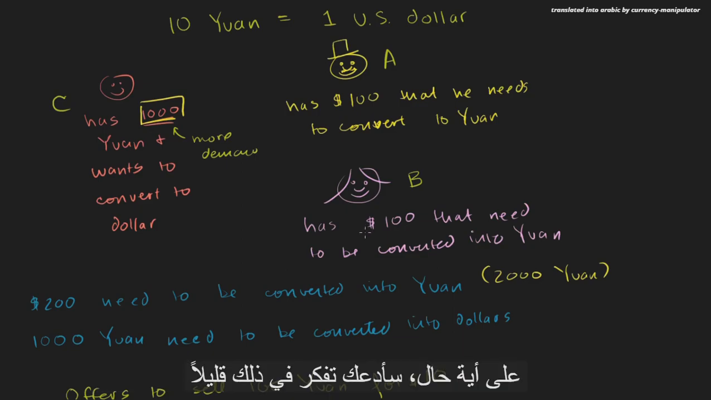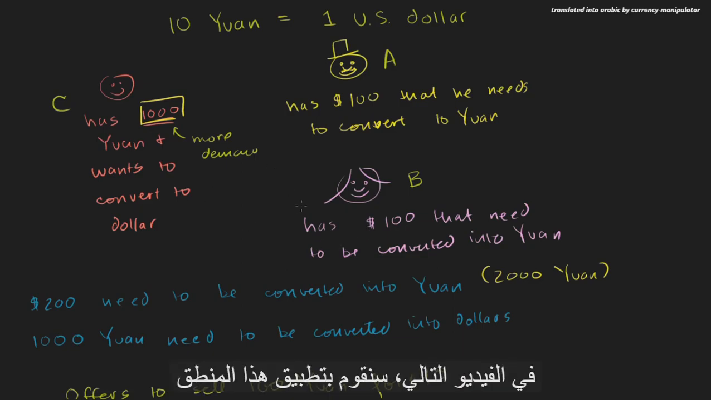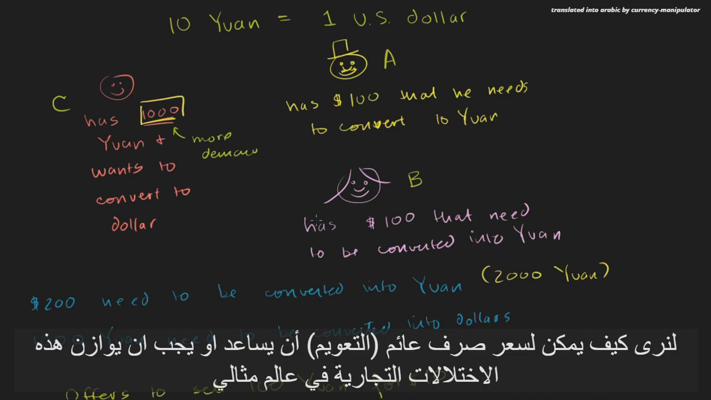Anyway, I'll let you think about that for a little bit. In the next video, we're going to apply this concept to see how this freely floating exchange rate can help equalize, or should help equalize, trade imbalances in an ideal world.